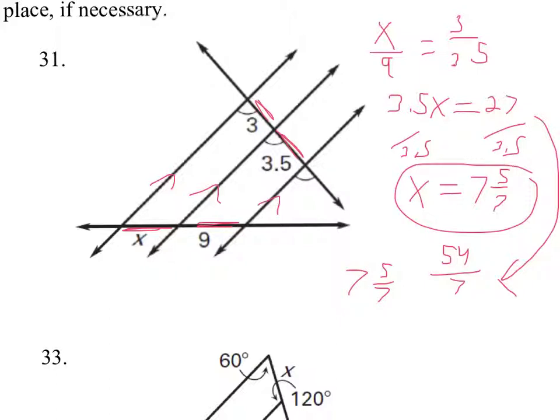If you rounded it to 7.7, I know that's what the answer key says, x equals approximately 7.7, that'd be okay. I just like trying to find the exact answer when I can.